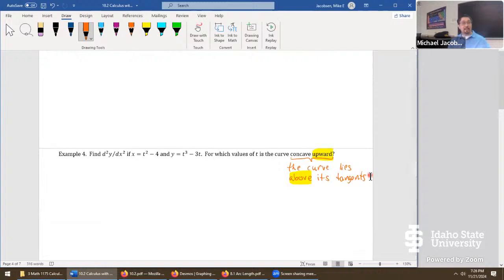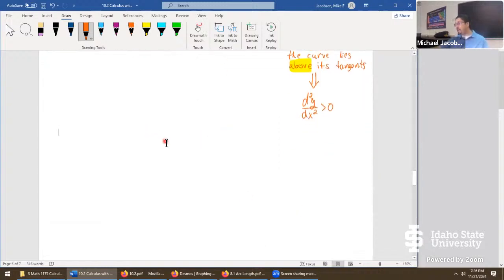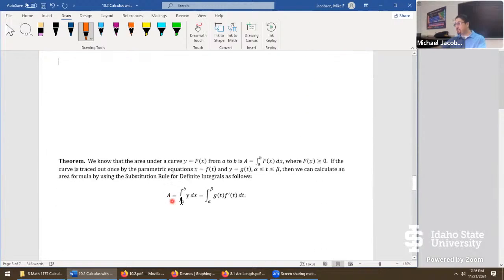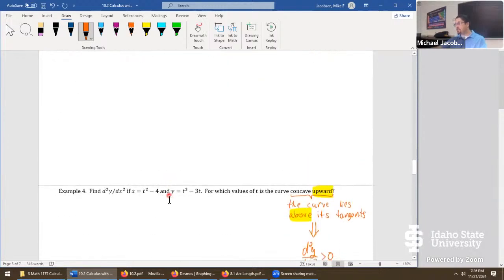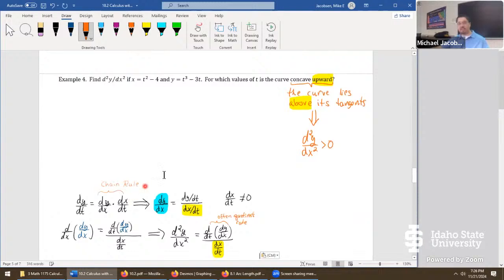But that's not satisfying if we're trying to find exactly where it's concave up, exactly where it's concave down. We need calculus. So concave up also means d2y dx2 is positive. So this is the concavity test from calculus 1. And we just so happen to have a formula for the second derivative. I lost it though. Maybe I copied it. Yeah, there it is. So we need to use this formula right here to get that second derivative.